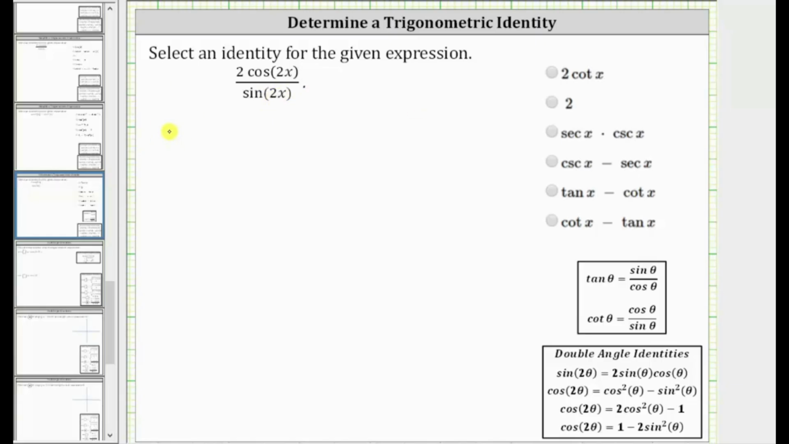Beginning with the given expression, let's first perform a substitution for sine 2x because there is only one double angle identity for the sine function. Sine 2 theta equals 2 sine theta cosine theta, and therefore we will substitute 2 sine x cosine x for sine 2x.